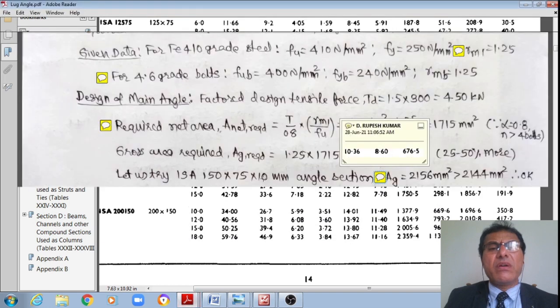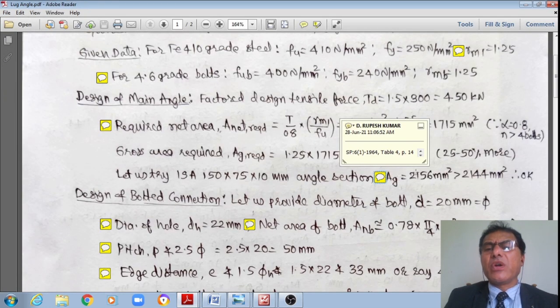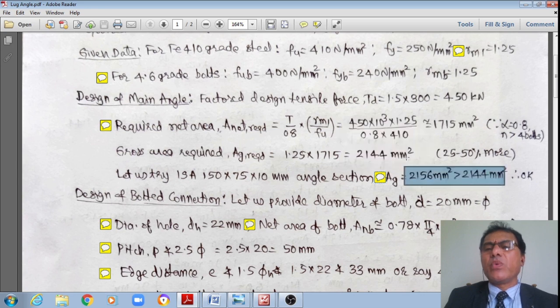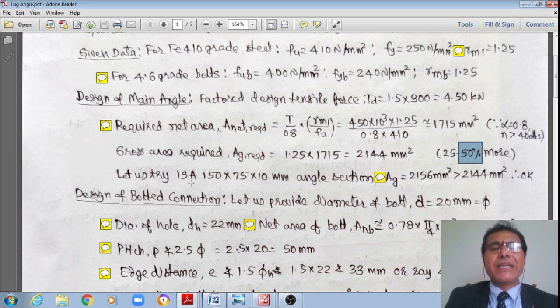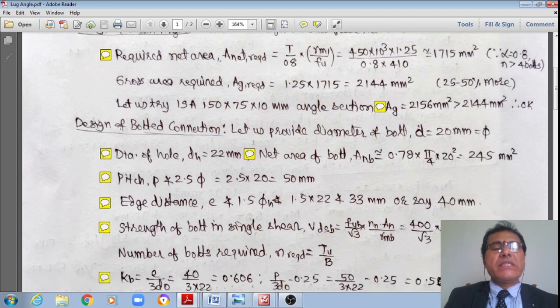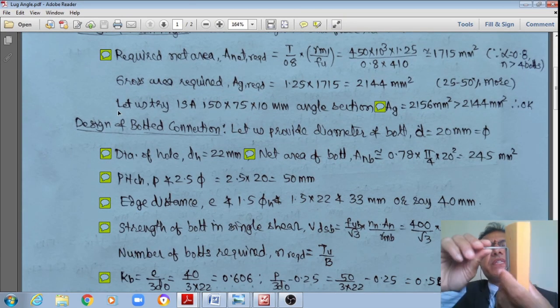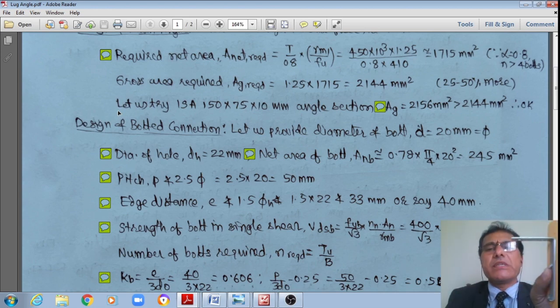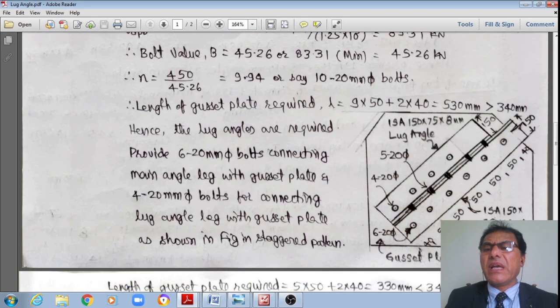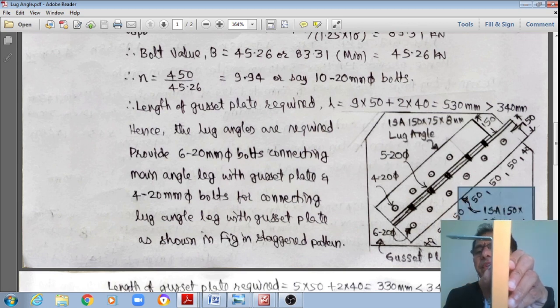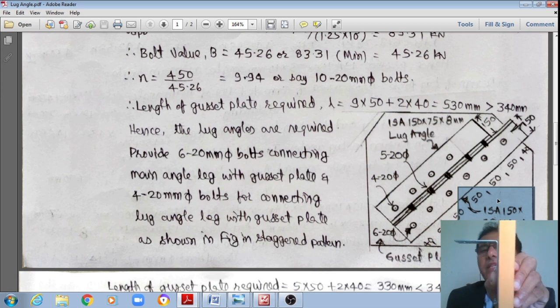Now I know the gross area is 2156, which is just greater than the required 2144 mm square. Therefore, it is okay. Primarily, you may simply proceed this way if you want to optimize. Otherwise, if you don't want to do repetitive calculation, you will simply proceed with a 50% increase. That is all. Now, I say this is the main angle which is connected to one side of a gusset plate, like this. This is the schematic. I am proposing this ISA 150 by 75 by 10 as the main angle connected to one side of a gusset plate.